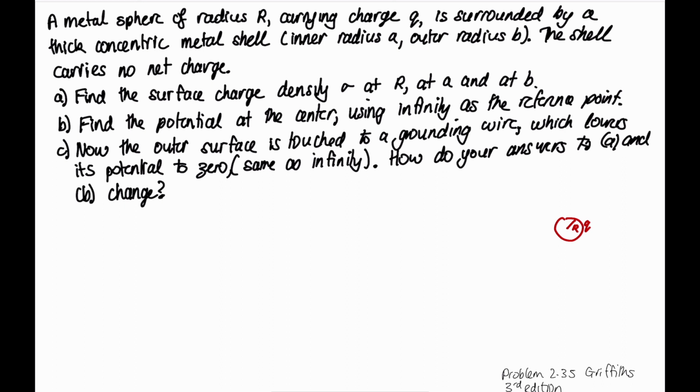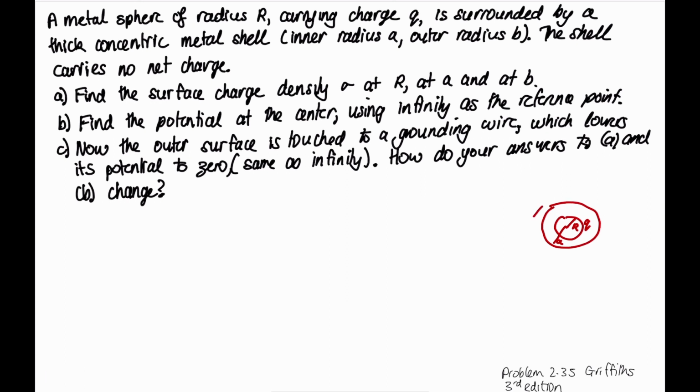And it's surrounded by a thick concentric metal sphere with inner radius a. So this here is a, and outer radius b. So this radius here is b. And these are all made of metal, which means that they're all conductors. So the shell carries no net charge. And part A asks us to find the surface charge density at r, at a, and at b.